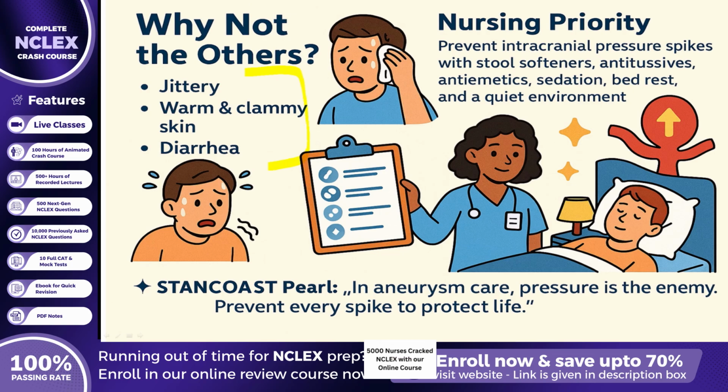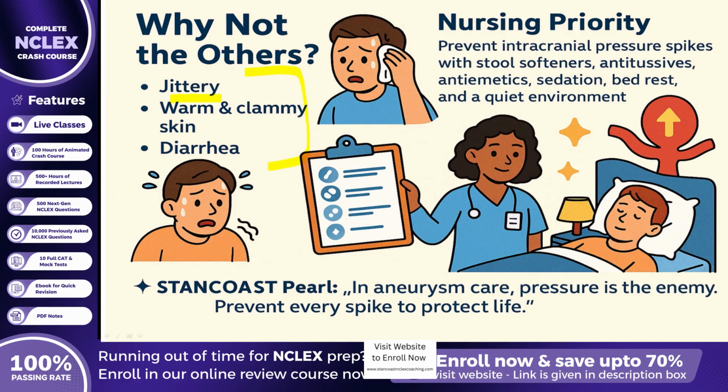Switching to Option 2, jitteriness signals agitation, anxiety, or possible neurologic irritation. While concerning, it does not directly increase intracranial pressure in the same way coughing does. It should still be addressed with sedation, reassurance, and reduced stimulation, but it is not the immediate threat compared with violent coughing. Considering Option 3, warm and clammy skin may indicate infection, hypoglycemia, or sympathetic stimulation.